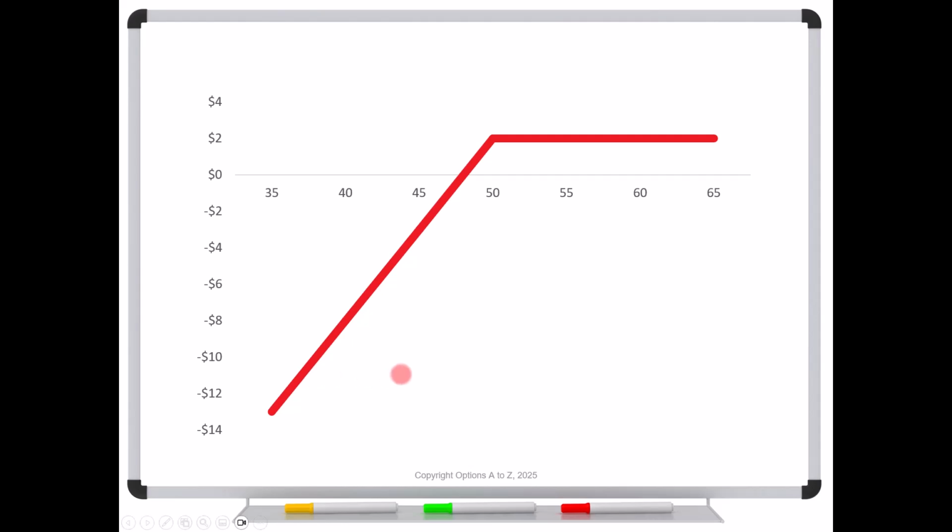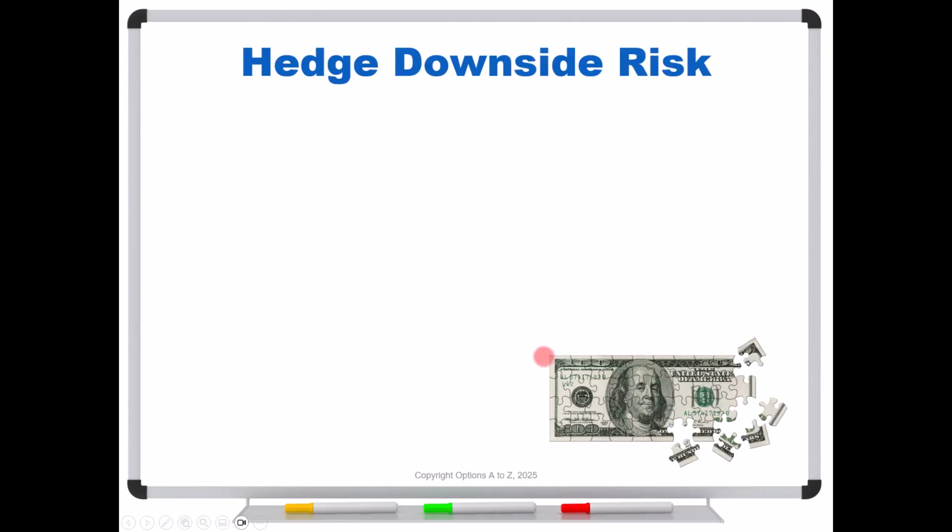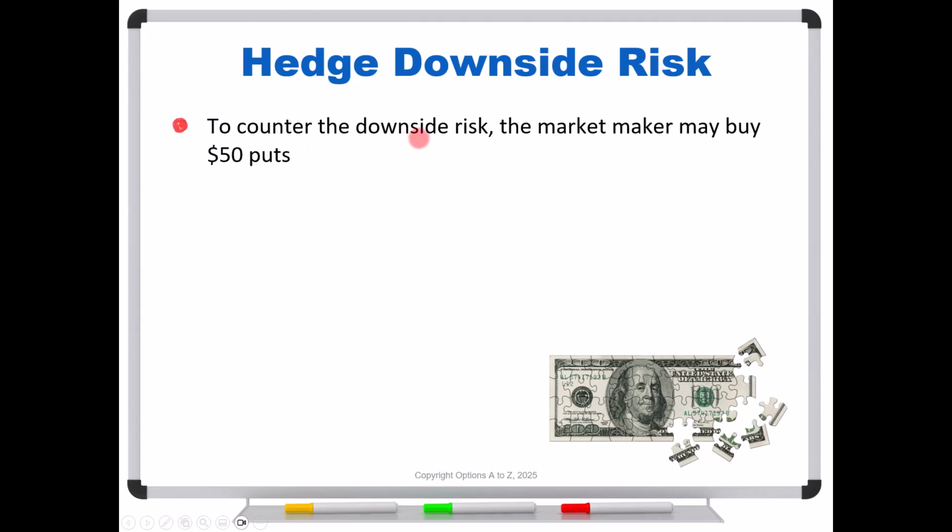The poor market maker's thinking, gee, how can I escape this risk? What could I do to hedge the downside? Well, what could we do here? To counter the downside risk, the market maker might buy $50 puts. Puts give you the right to sell at 50, so for all stock prices below 50, the market maker is guaranteed to get 50 bucks. Now remember, the calls and the puts must be the same strike. So that's why you have to buy these $50 puts.